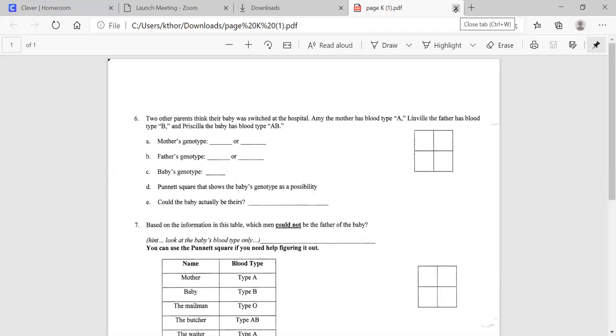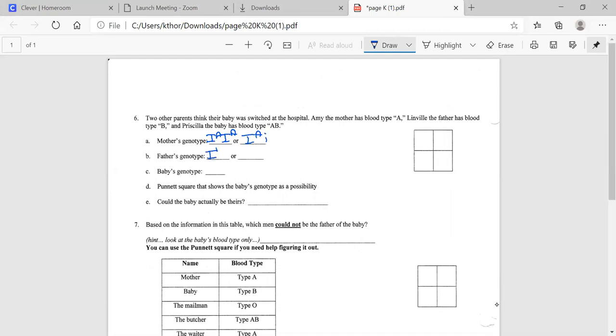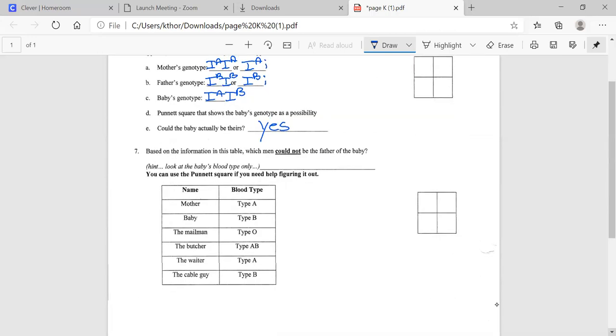Two other parents think their baby was switched at the hospital. Amy, the mother, has type A. Linville, the father, has type B. And Priscilla has the blood type AB. Okay, so let's make sure I'm sharing this screen with you guys. Good. So mother has to either be homozygous A or heterozygous A. Father must be homozygous B or heterozygous B. The baby's genotype is AB. Punnett squares show the baby's genotype as a possibility. Could the baby actually be theirs? Yes, of course. You don't need to do a Punnett square for that.